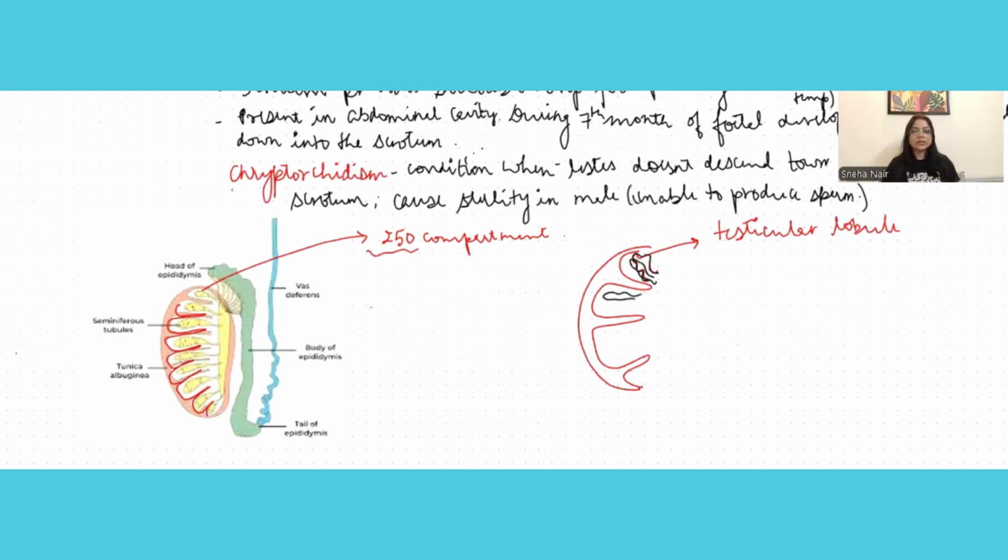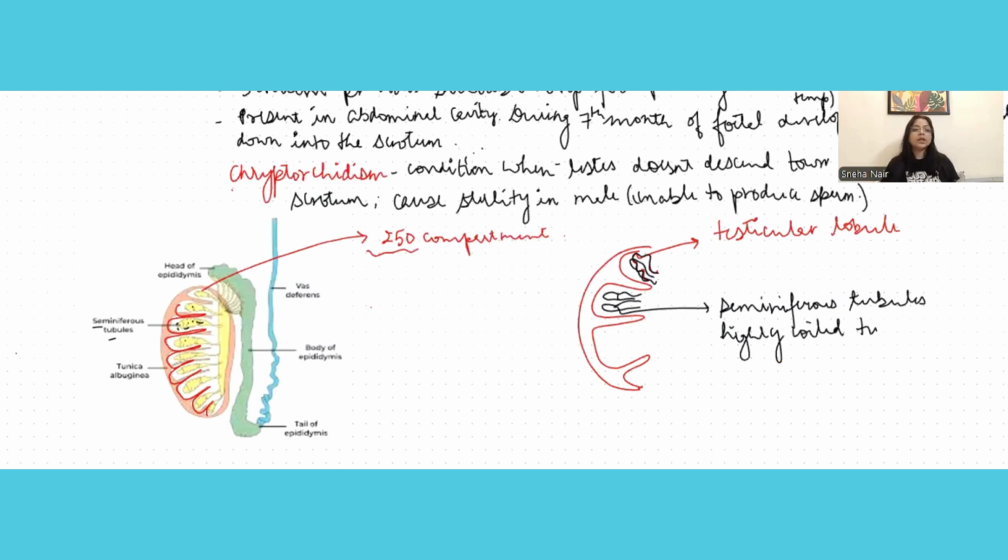So what is this? This is a seminiferous tubule. These are seminiferous tubules. Here in this diagram, we can see these seminiferous tubules present in the compartment. They are highly coiled tube-like structures.